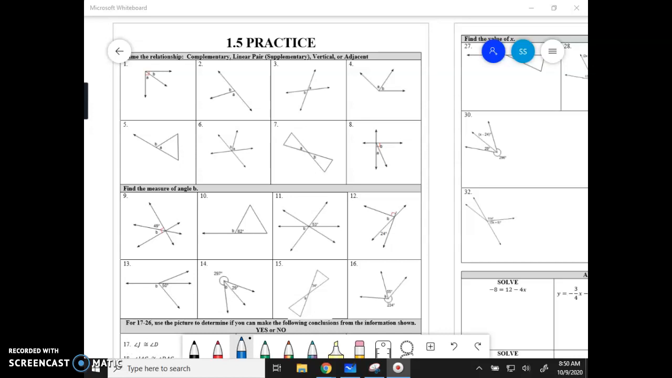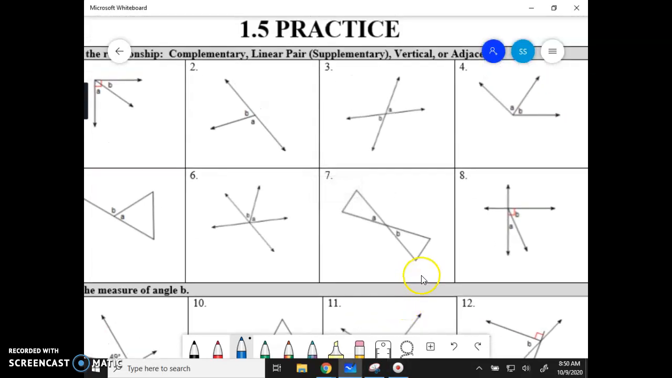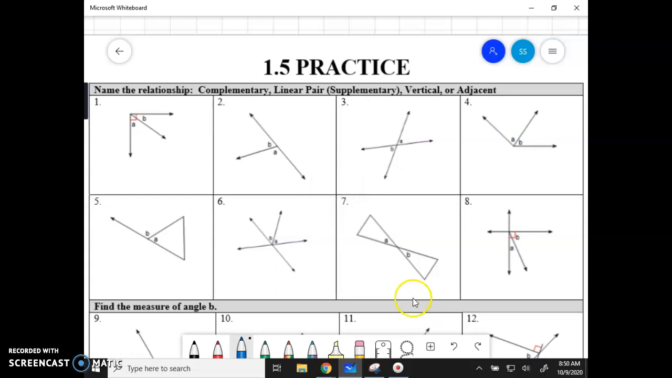Okay, here we go. Let's take a look at Geometry 1.5 practice problems. The first 8 here, you should be able to use your notes and figure these ones out. Just remember, complementary means the angles add up to 90. A supplementary pair or a linear pair add up to 180. And adjacent is just next to.